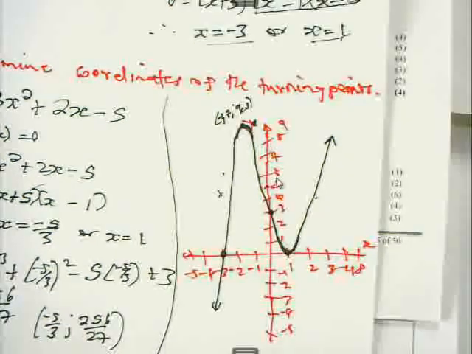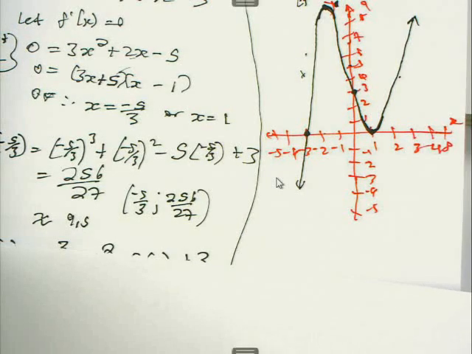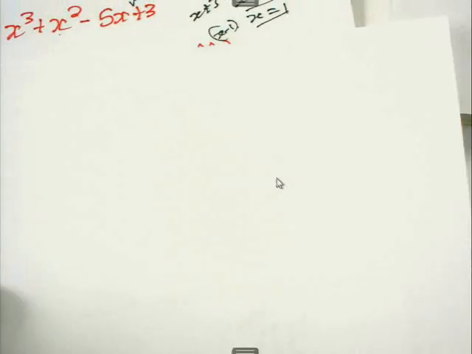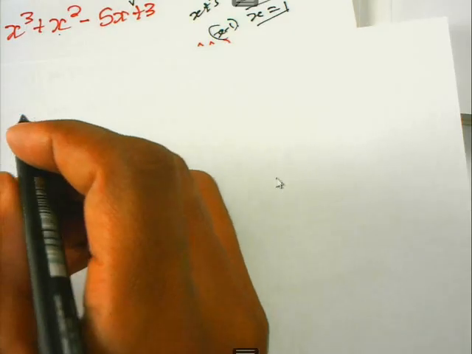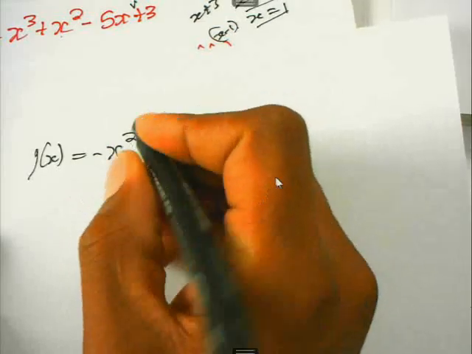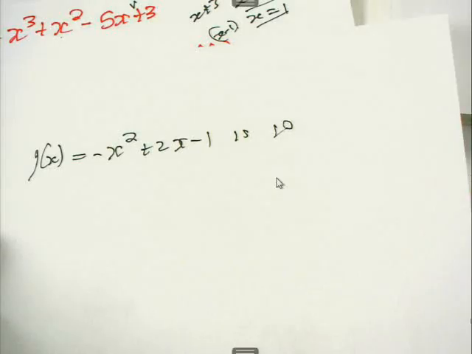Now, before we go to the point of inflection, which of course is very important, boys and girls, let us respond to these questions quickly. The question here said, please help us to determine the value of x if the gradient of the tangent to g of x, which is minus x squared plus 2x minus 1, is 10, right? If the gradient of the tangent to the graph is 10.